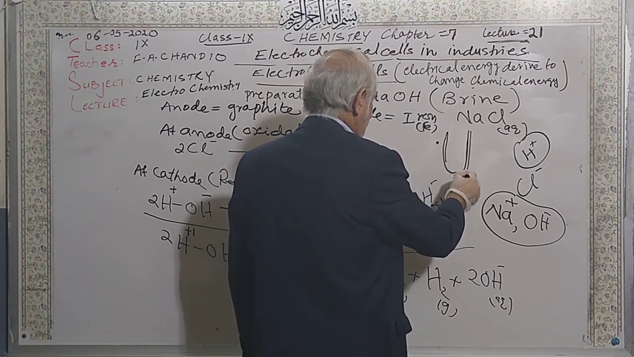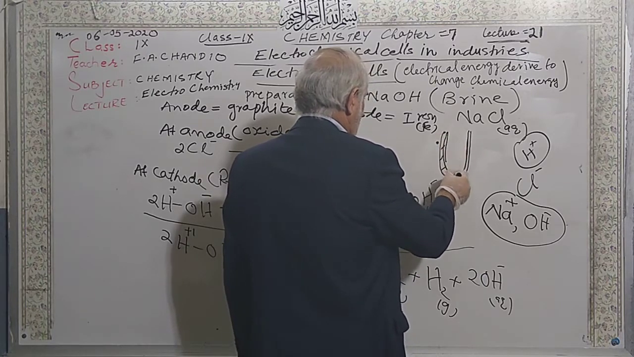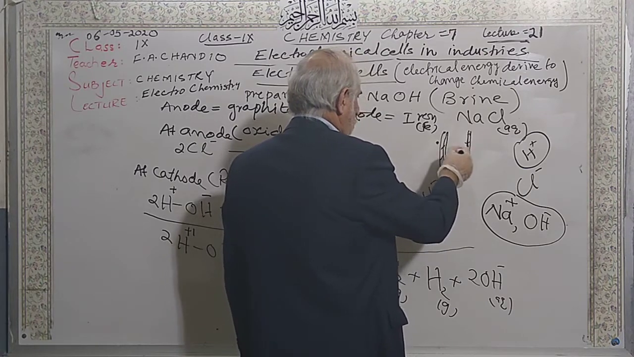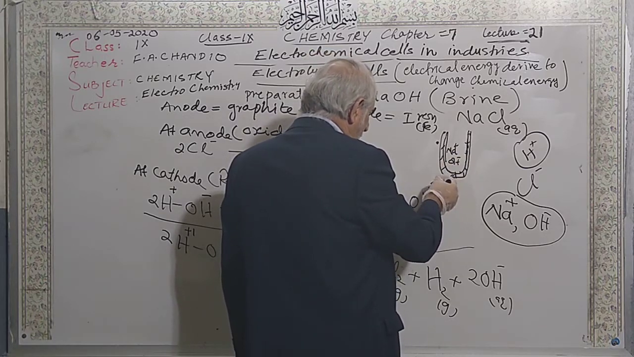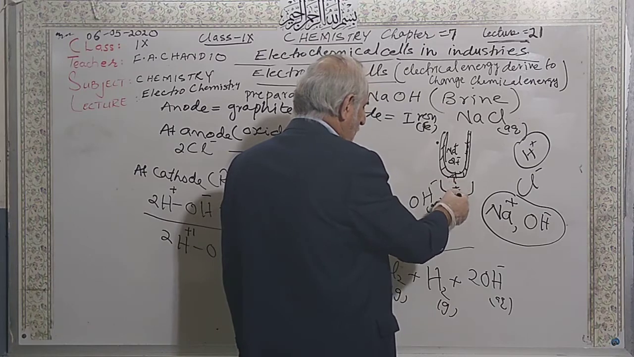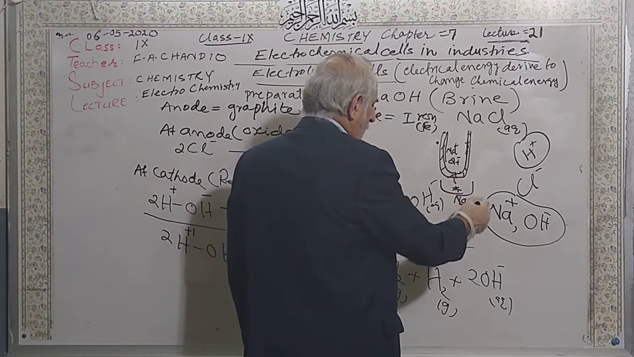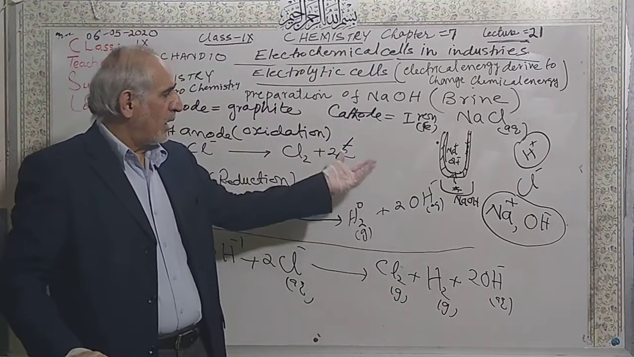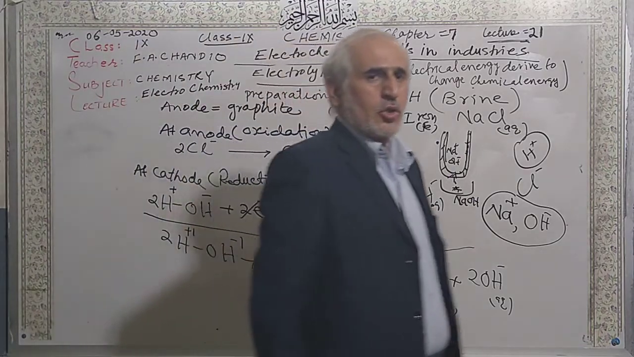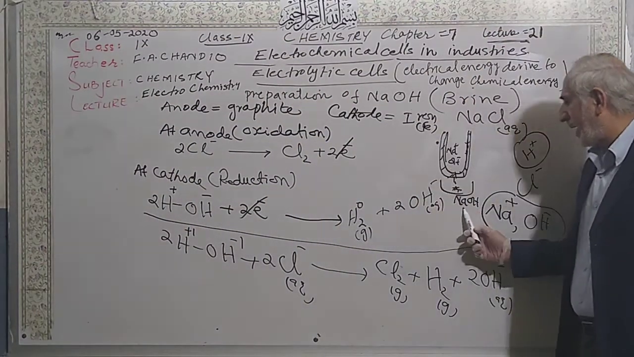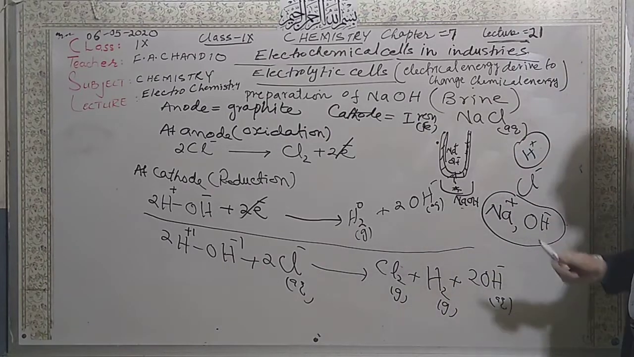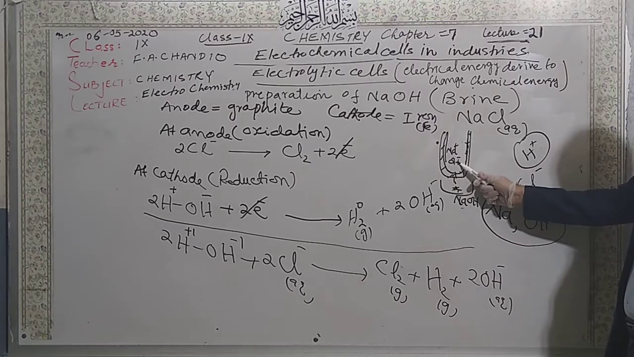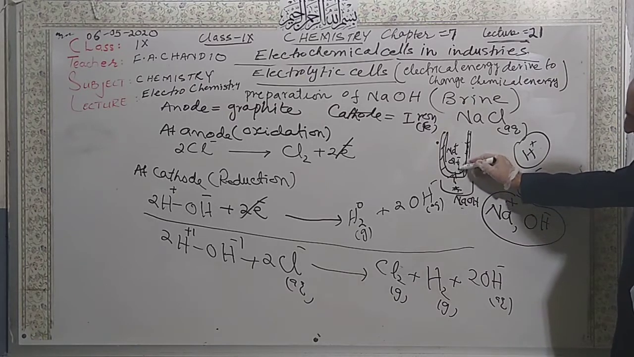There are cuts here. So sodium ions and hydroxyl ions pass from here, and we will collect sodium hydroxide in aqueous, liquid form in the catch basin. Sodium hydroxide will be collected in the catch basin because the hydrogen ions and chloride ions are going to be finished, and only sodium ions and hydroxyl ions remain, so they will collect here.